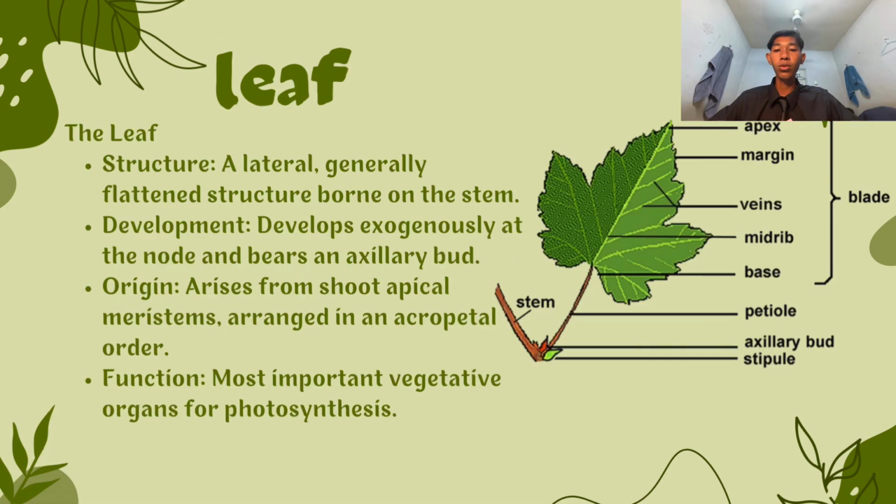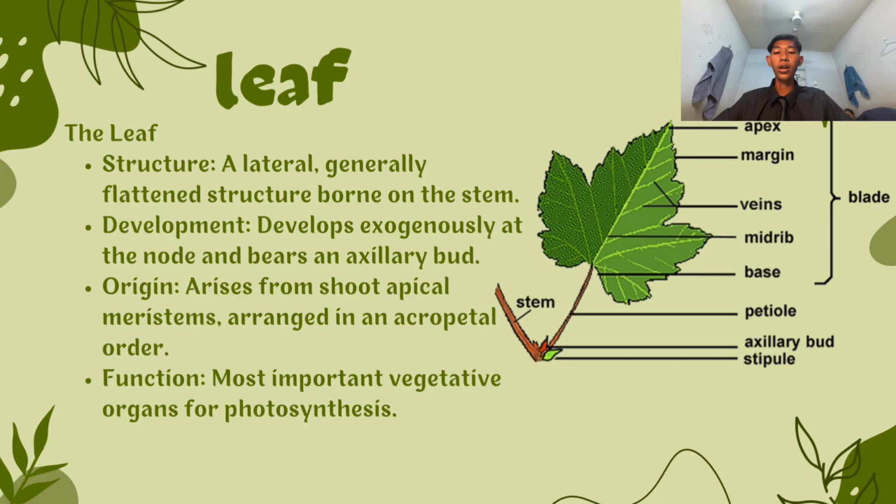Now we will go to the leaf. The leaf is a lateral, generally flattened structure borne on the stem. The leaf develops exogenously at the node and bears an axillary bud. It originates from the shoot apical meristem and is arranged in acropetal order.